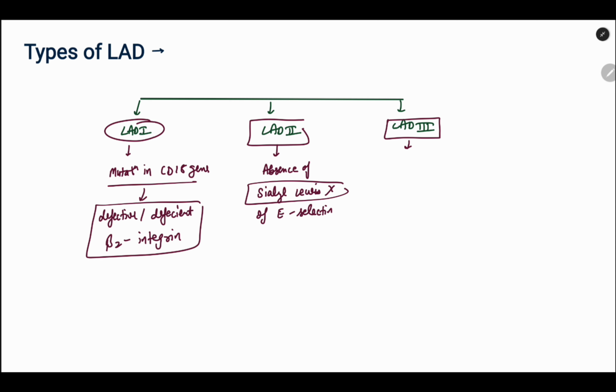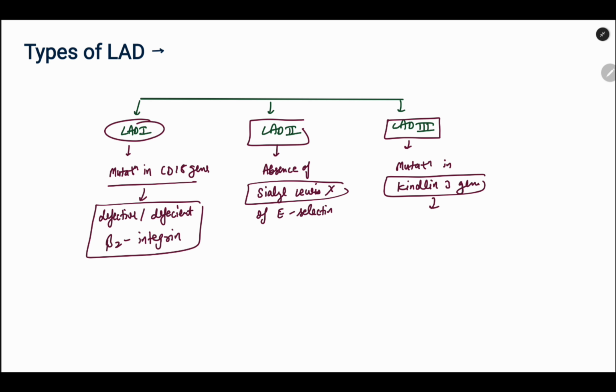What happens in LAD 3? LAD 3 is a defect in beta integrin 1, 2 and 3, due to which the integrin activation cascade is specifically impaired, and it occurs basically due to a mutation in the kindlin-3 gene, as I also told, leading to the defect in beta integrin 1, 2 and 3 and the impaired integrin activation cascade specifically. So these are the types of LAD.